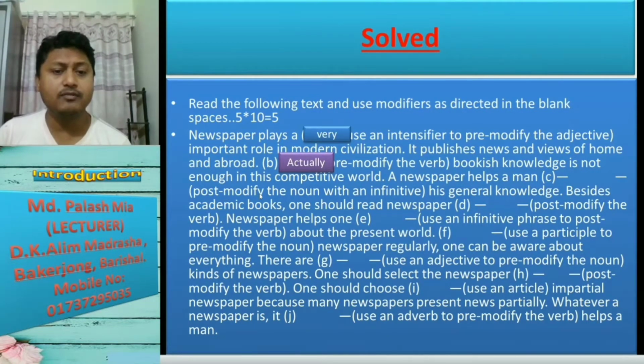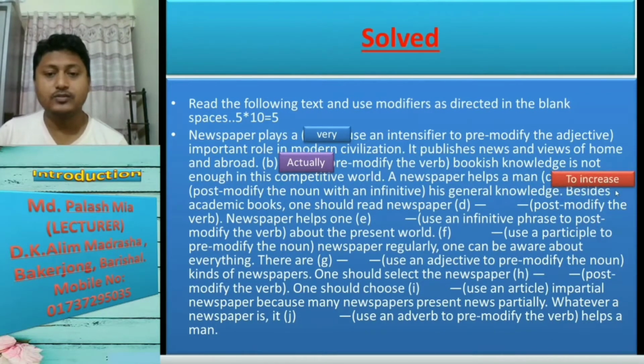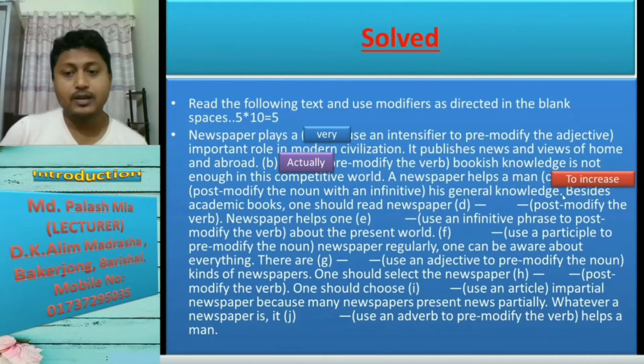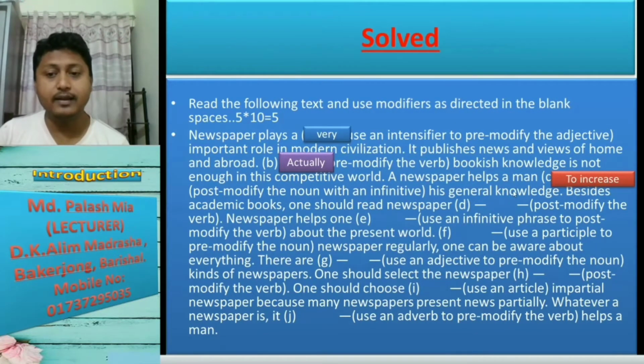A newspaper helps a man. The direction: modify the noun with an infinitive. His general knowledge, here infinitive. So see, to increase. You know the structure of the infinitive, and in this case you have to understand the meaning of the sentence, and then fill up the demand of the meaning of the sentence with the proper infinitive. So the meaning is a factor.